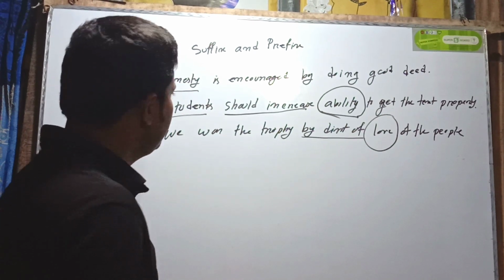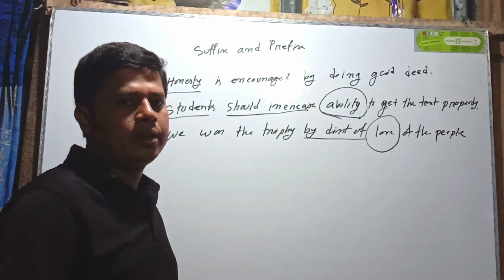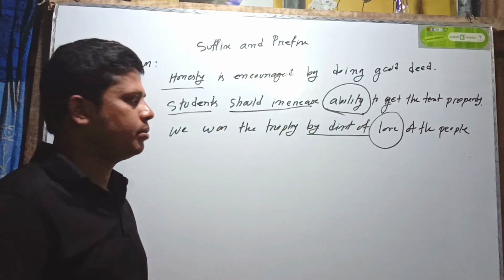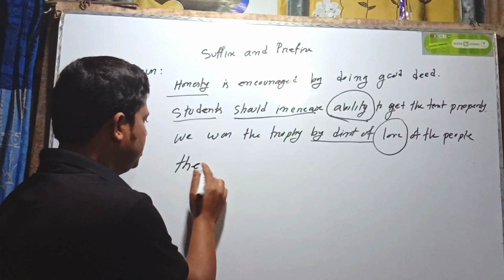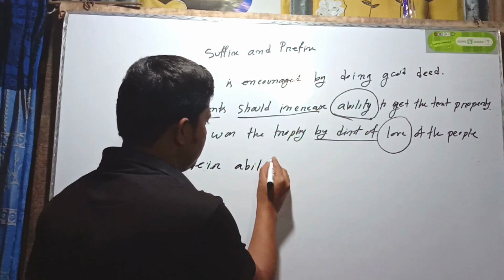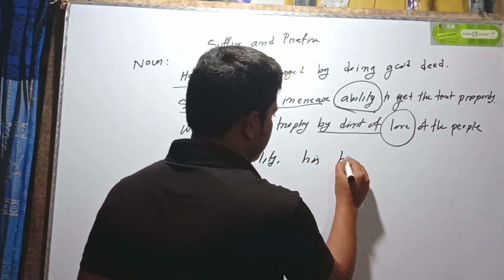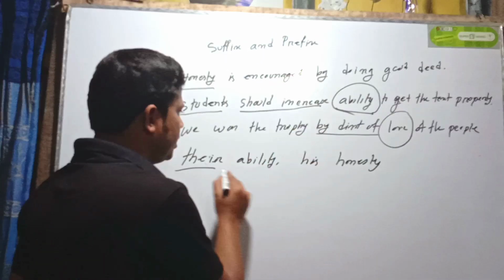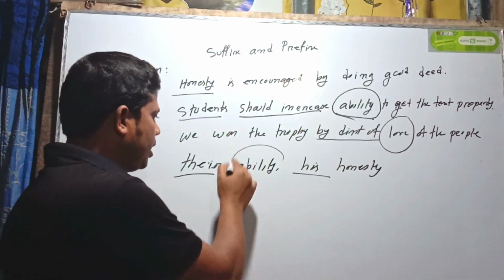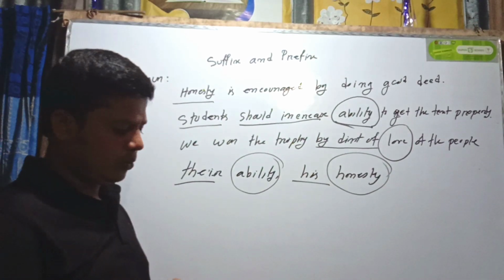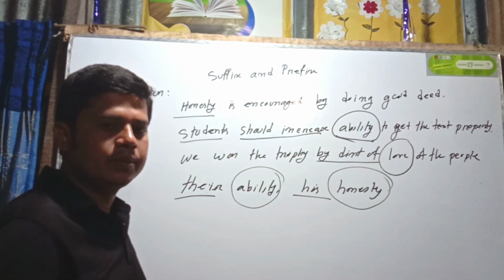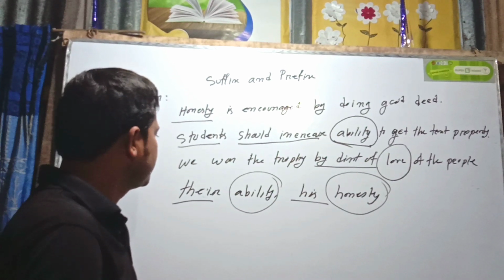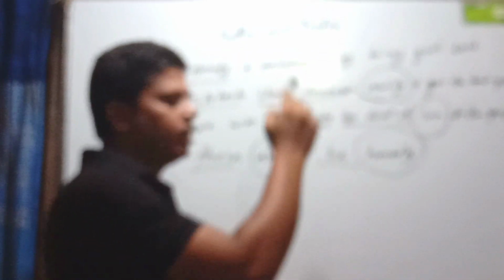Dear students, a noun can sit after a possessive, such as their ability is his honesty. Here their and his are possessives, and after that ability and honesty are nouns. Dear students, is this clear? Here ability and honesty are nouns.